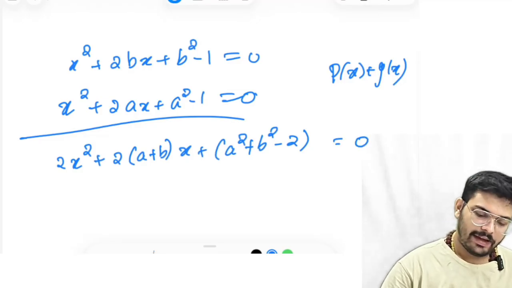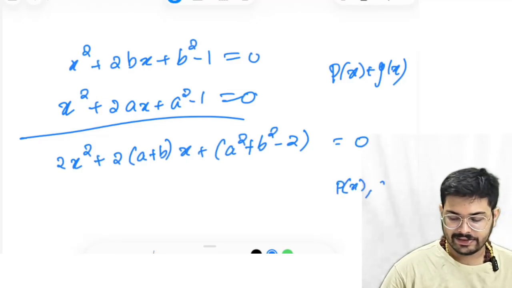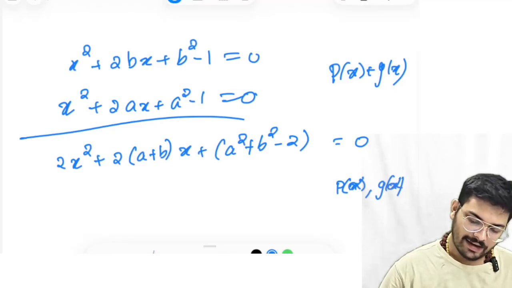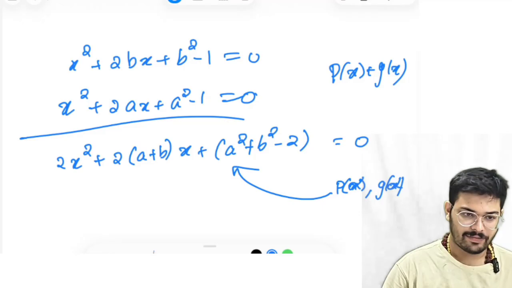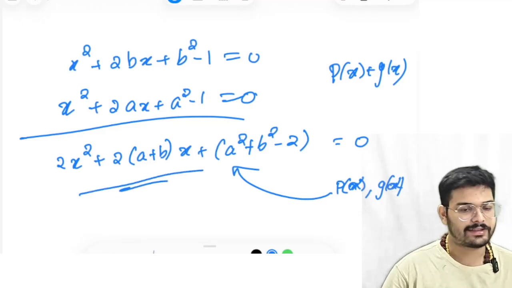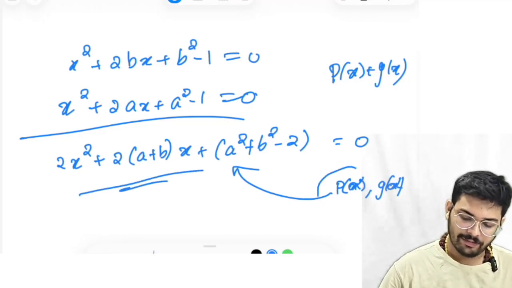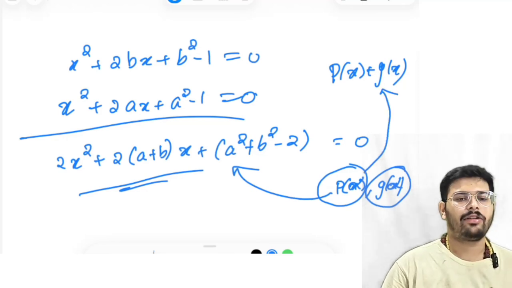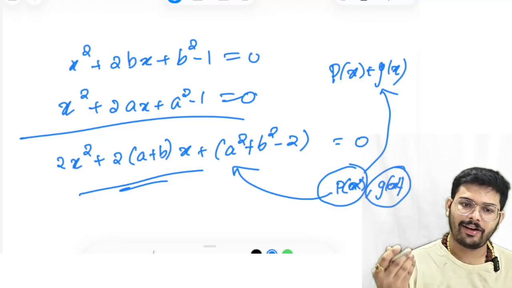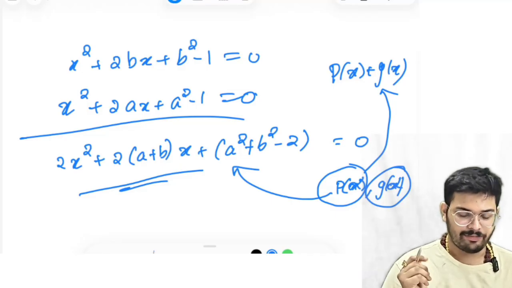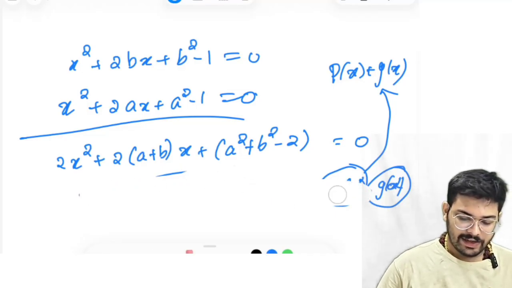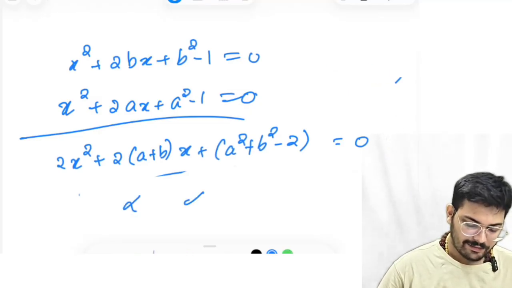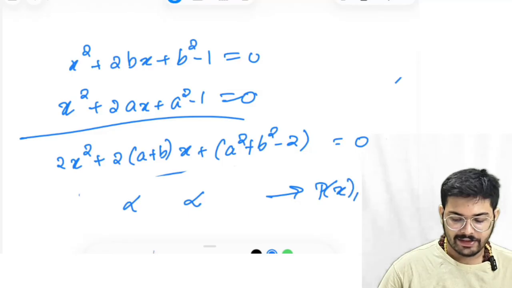Now, since p of x and g of x have one common root, that is alpha, let it be alpha. Then alpha will be the root of this, right? Alpha will also satisfy this, because if alpha is the root of p of x and alpha is the root of g of x, it will be 100% root of p of x plus g of x, because p of alpha plus g of alpha will be 0 plus 0, it will be 0. That's the one condition. Now, alpha is confirmed as the common root of p of x and g of x.